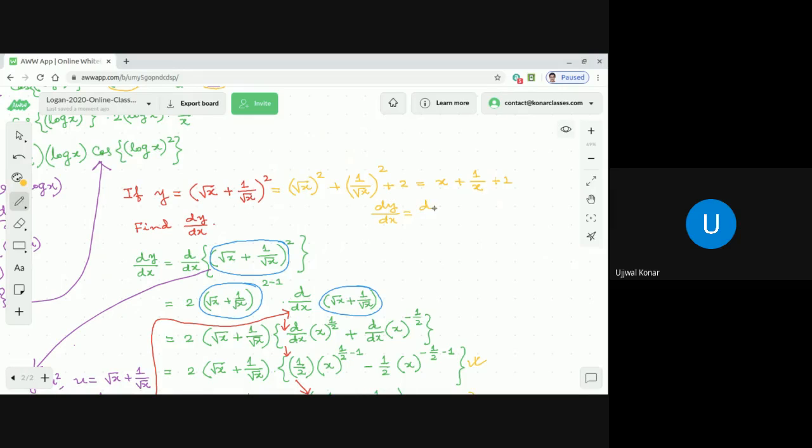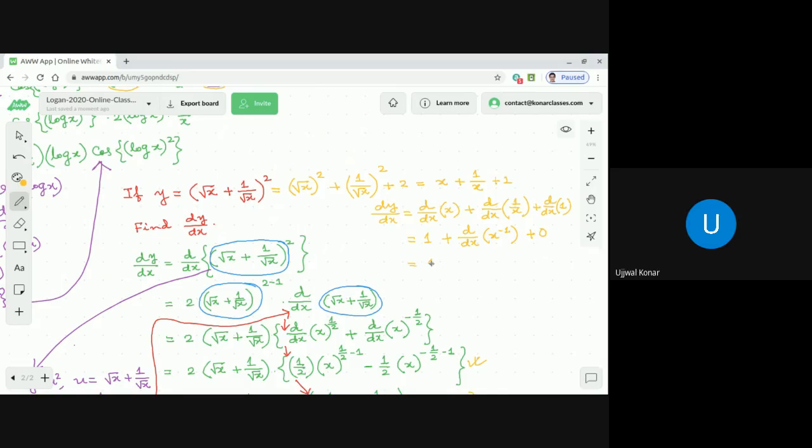That implies d/dx of x plus d/dx of 1 by x, correct or not? Plus d/dx of 2, its value is 0. Why are you surprised? I do not understand. d/dx of a constant is 0, right? So what is d/dx of x? It is 1. Plus d/dx of 1 by x, which is nothing but d/dx of x to the power minus 1, plus d/dx of the constant, which is 0.